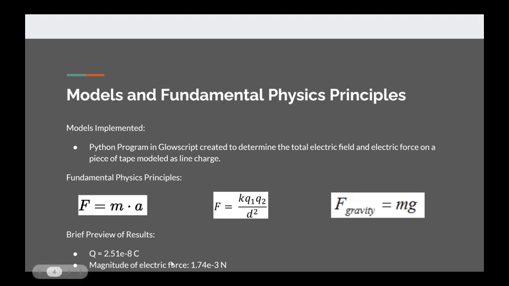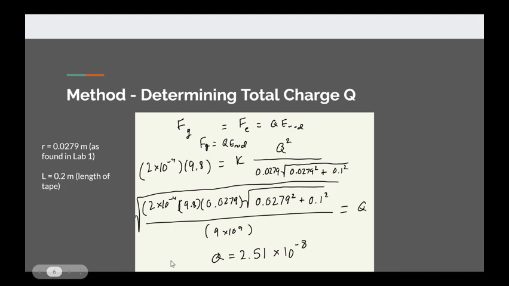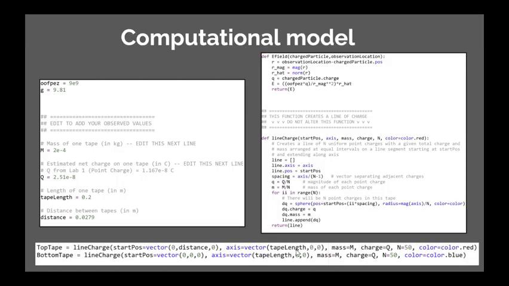And so how did we get to these results? Well, first we had to determine the total charge Q, and this was done by equating the force of gravity to the electric force since the tape was at rest. So these forces should be equal, and the electric force was equal to the total charge of the top tape times the electric field of a line or a rod. In doing so, we were able to isolate Q and solve for it. And then we used this value in the computational model that we created.